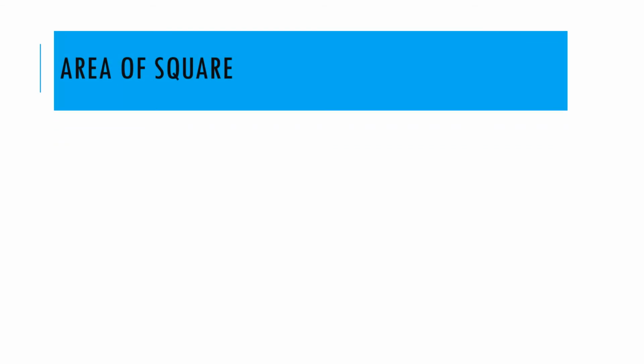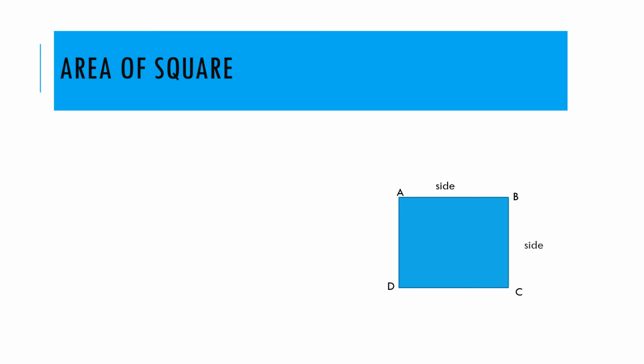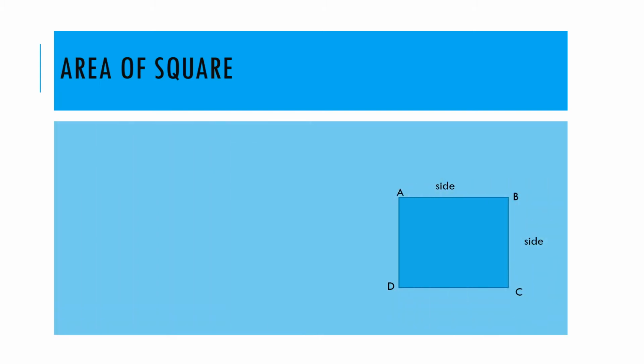What is the area of a square? It is a square with A, B, C, D. These all are sides. For example, AB is a side, BC is also a side, CD is a side, and AD is a side. What is the area of a square? It is equal to side multiply side.